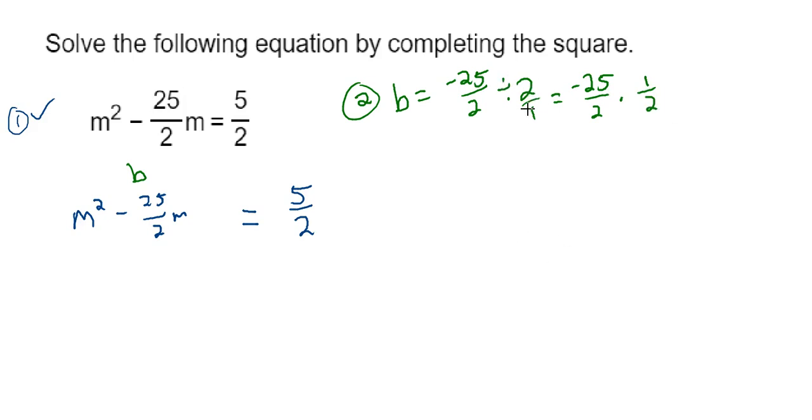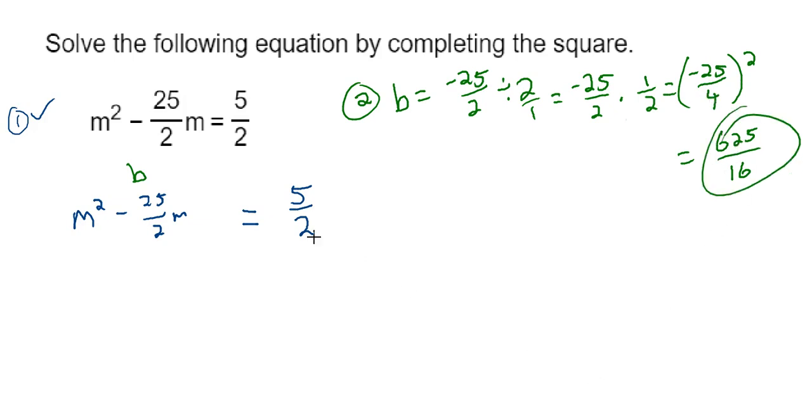So if we're dividing by 2 over 1 and you think of that as a fraction, to divide by a fraction, you multiply by the reciprocal. And so we're going to get negative 25 over 4 when we divide that by 2. And then we have to square it. And so we will get a pretty big number here. We're going to get 625 on top over 16 on the bottom. So when you square a fraction, you square the top, you square the bottom. And that's what you get.